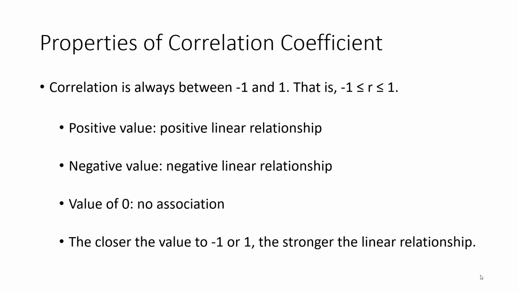Based on its definition, the correlation coefficient is always between -1 and 1. A positive correlation coefficient means positive association, whereas a negative one represents negative association. The closer the value is to -1 or 1, the stronger the linear relationship. When the correlation coefficient gets closer to 0, there is no or little linear association.